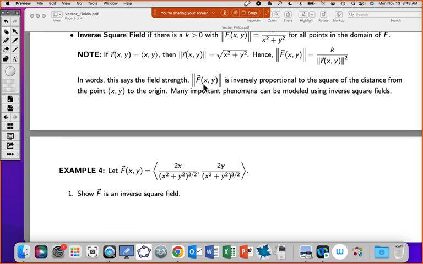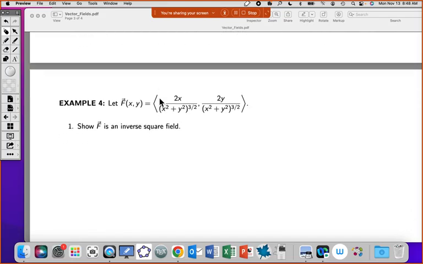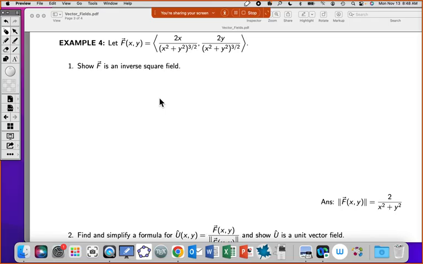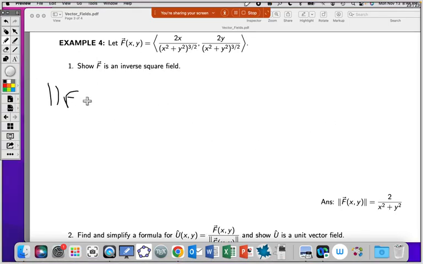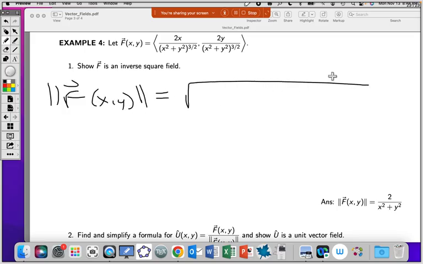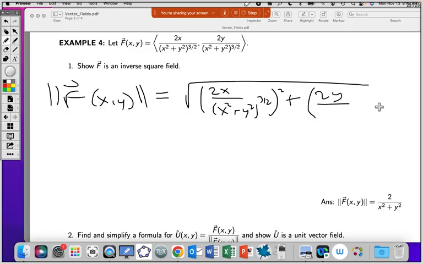So the strength of the field is inversely proportional to the square of the distance to the origin. Right. So for example, if you wanted to show something is an inverse square field, then you calculate the magnitude. And as we reviewed, the way you calculate magnitude is you square components, add them up, take the square root. So you take 2x over (x squared plus y squared) to the 3/2, squared, plus 2y over (x squared plus y squared) to the 3/2, squared.